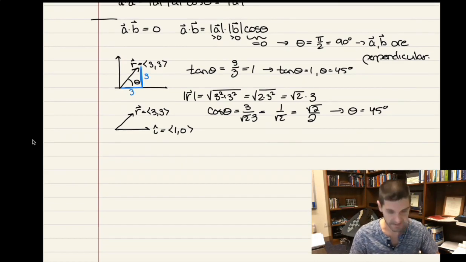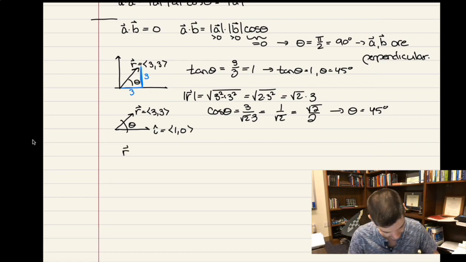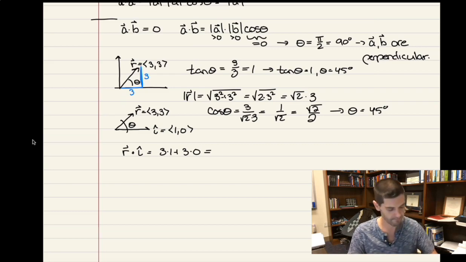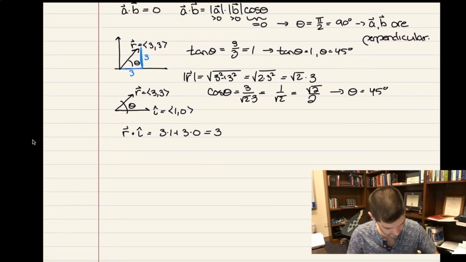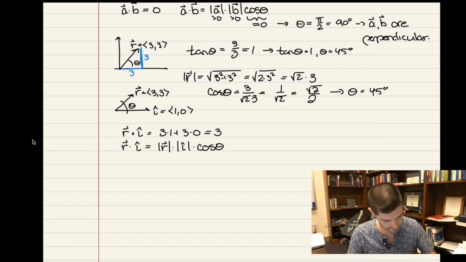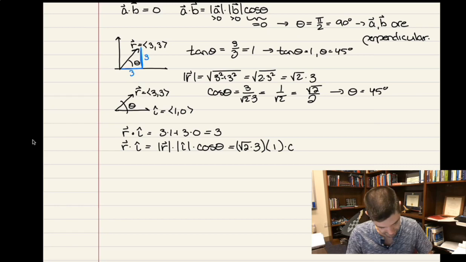And again, I could ask, what is the angle between them? In that case, I could do r dot i. That is just 3 times 1 plus 3 times 0. That is just 3. r dot i also is the magnitude of r times the magnitude of i times the cosine of the angle between the two. We calculated the magnitude of r above. That was this. The magnitude of i is just 1, times cosine of theta.